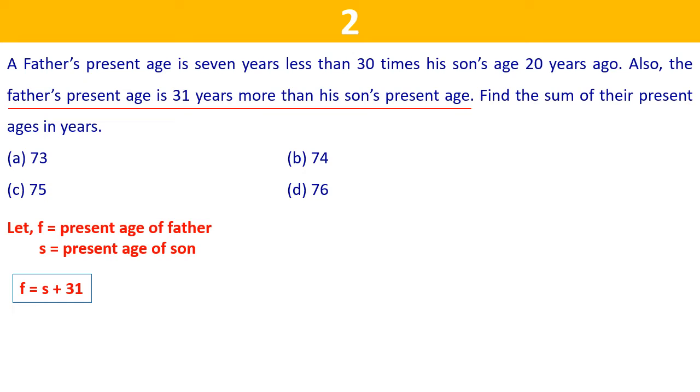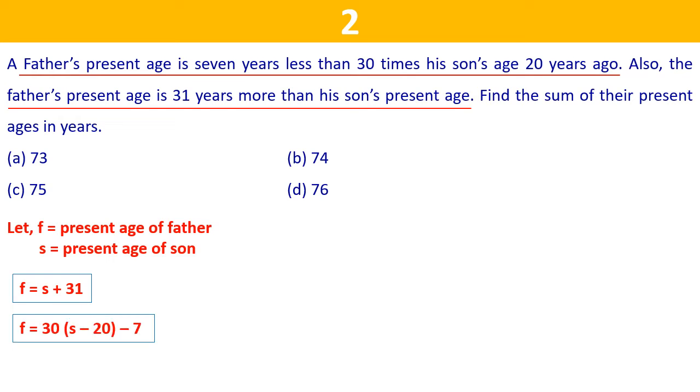Now let's have a look at the first statement, where it is said that a father's present age is 7 years less than 30 times of son's age 20 years ago. So how should we write? F is equal to 30 into S minus 20. Why here am I putting S minus 20?